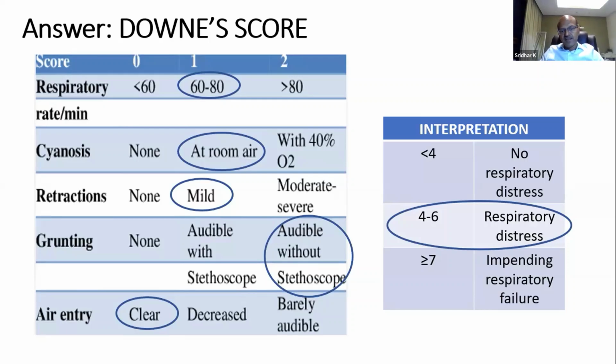Dr. Dharini, it was not very clear. Your audio was not very clear, but it's okay.